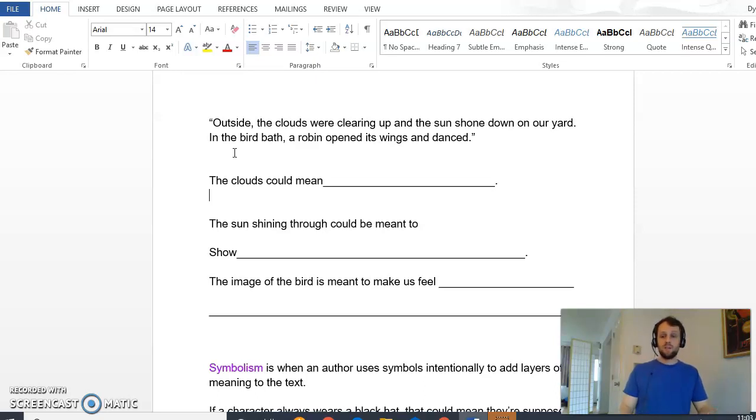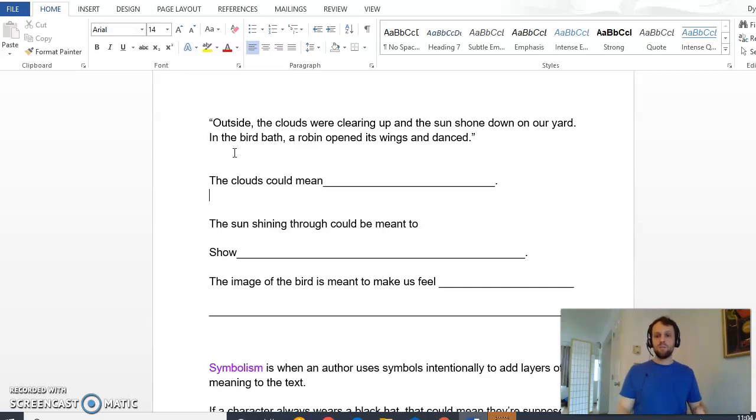In this image, it's a robin taking a bath in the sunlight. And it says it opens its wings and dances. So a bird in the story often has to do with freedom, because a bird has wings. It has the ability to fly away. So birds tend to be messengers in stories. Birds tend to, again, stand in for liberty or freedom.